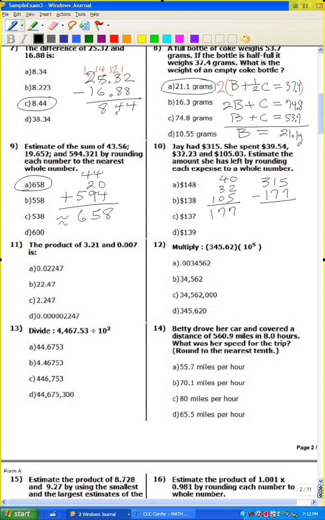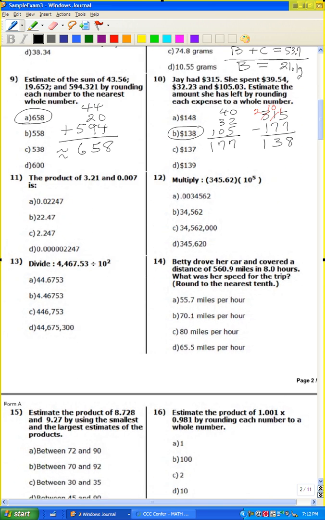She approximately spent $177. So let's subtract. 5 minus 7. Well, it's too small, so let's borrow 1. 15 minus 7, 8. 0 minus 7, well, I've got to borrow 1 again. So that becomes 2. 10 minus 7, 3. 2 minus 1, 1. So approximately $138. So B.